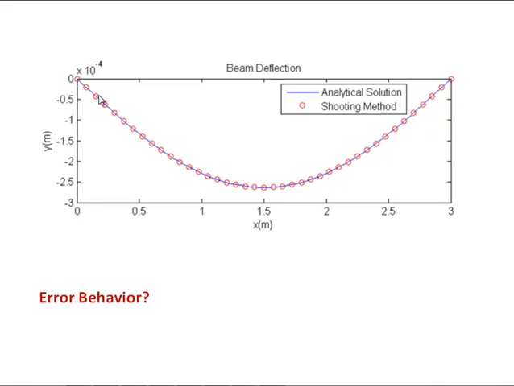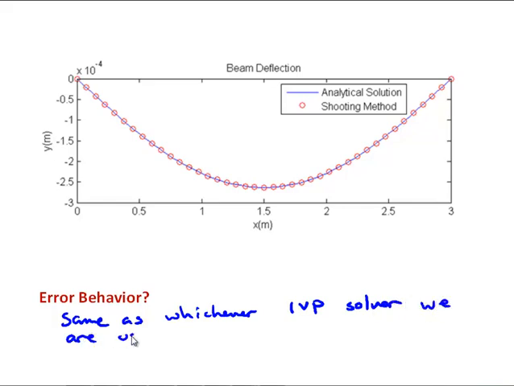As far as the error behavior for the shooting method, it's going to be the same as whichever initial value problem solver we are using. So in this case, ODE 45, what we saw before is that it's about fifth order accurate on a global basis, and even a little bit higher than fifth order accurate.